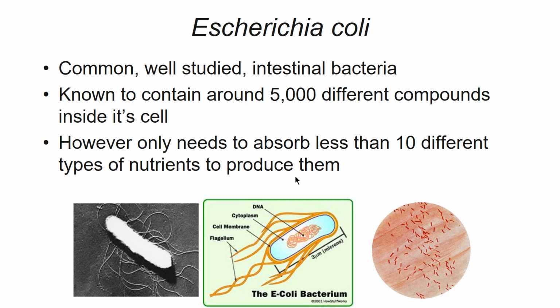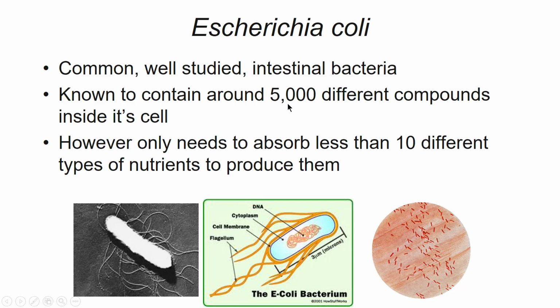compounds inside of itself. This happens to be a well-studied organism. All organisms do this to a certain extent. E. coli happens to be very good at it. But what this is implying is that E. coli can make around 5,000 different compounds. Most of these are things like proteins. You have a variety of nucleic acids, carbohydrates, lipids.